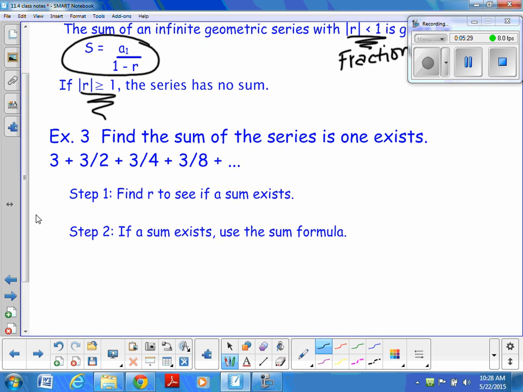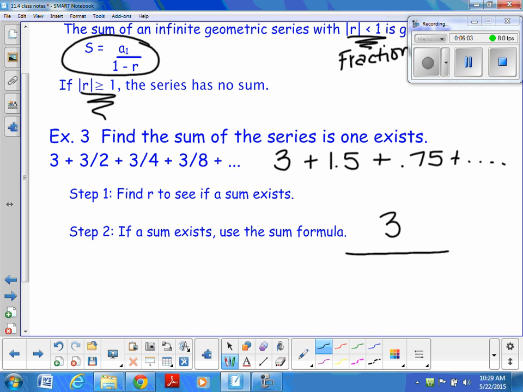It starts out being 3. I like putting that in decimal form. Starts out being 3. The next number is 3/2, or 1.5. The next number is 3/4, which is 0.75. And it goes on and on and on forever. Are these numbers getting smaller, or are these numbers getting bigger? They're getting smaller. So can we find the sum if it's getting smaller? Yeah. So we're just going to plug it into this formula. What's the first term in this problem? 3.